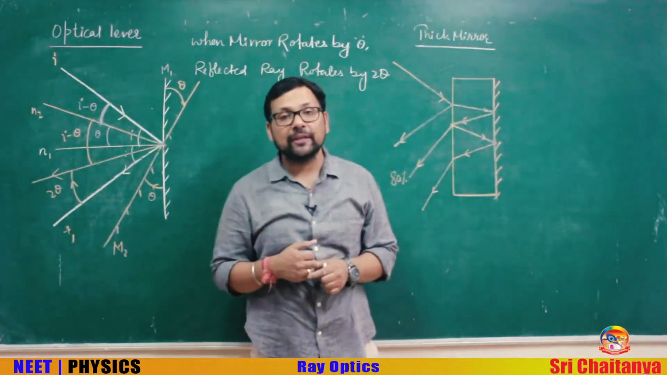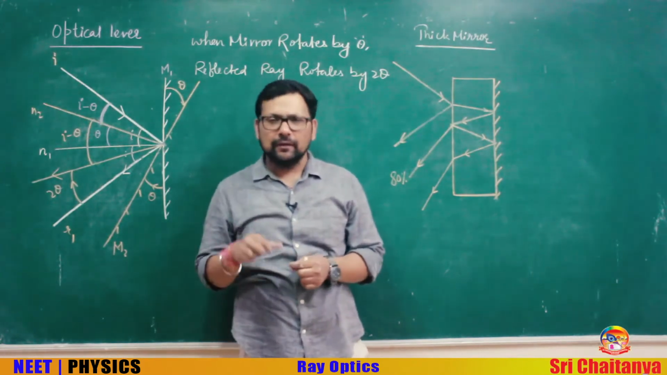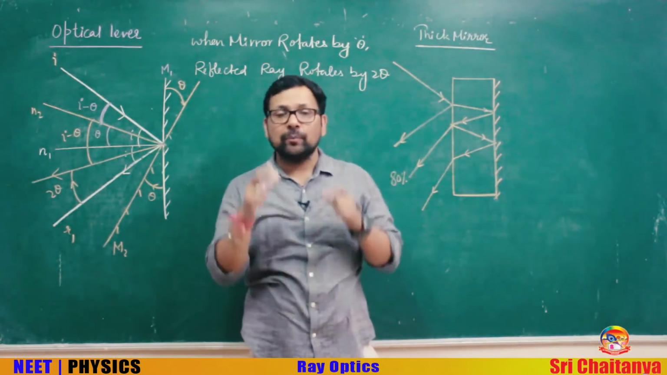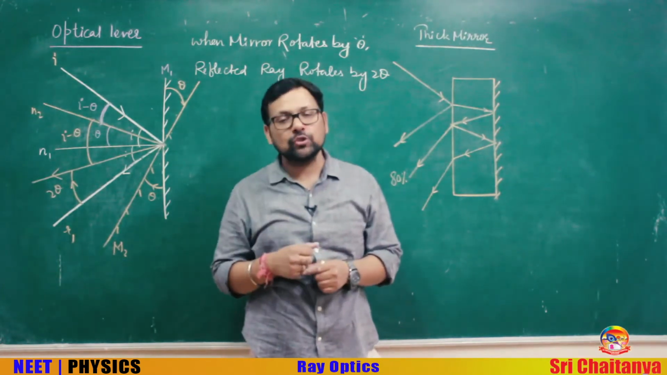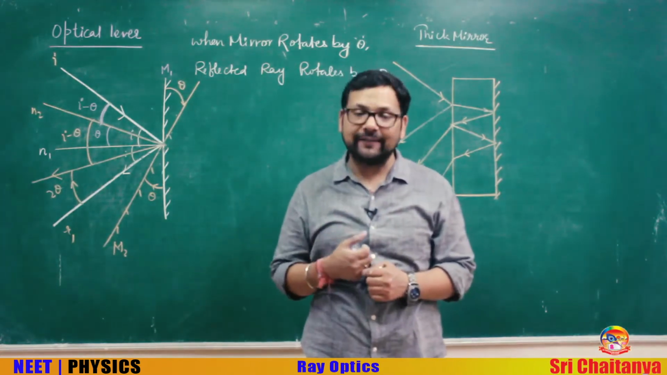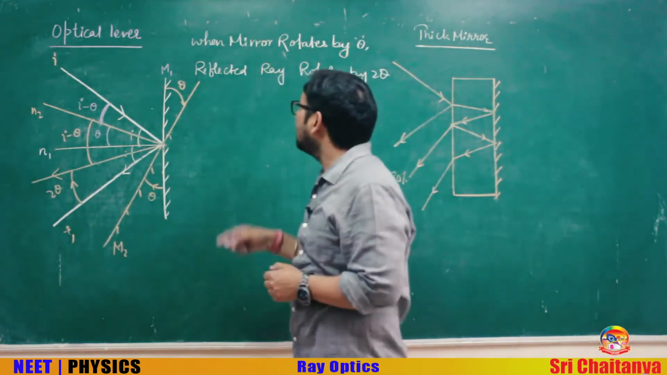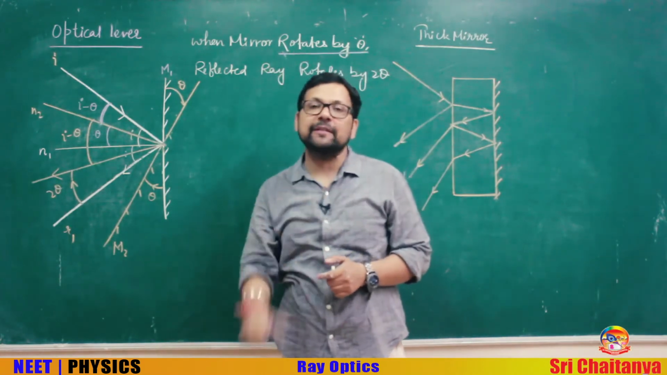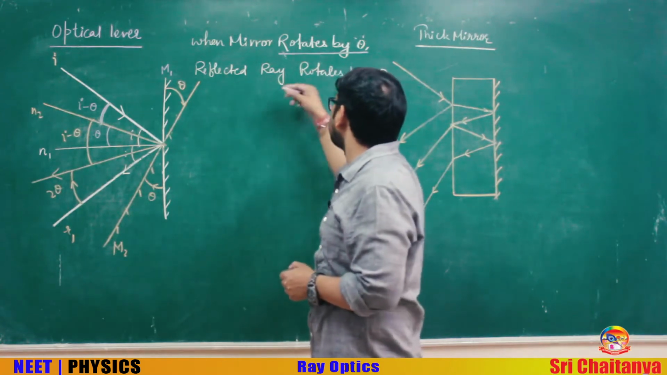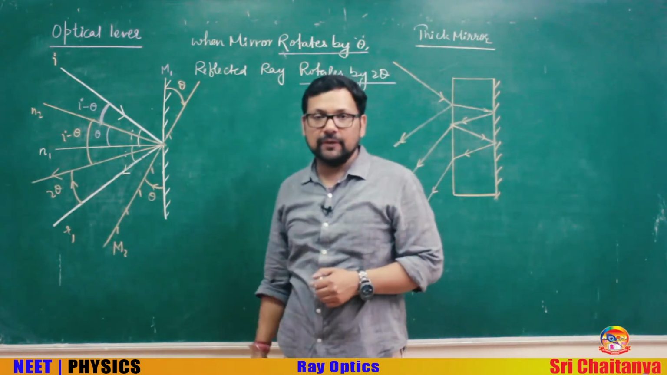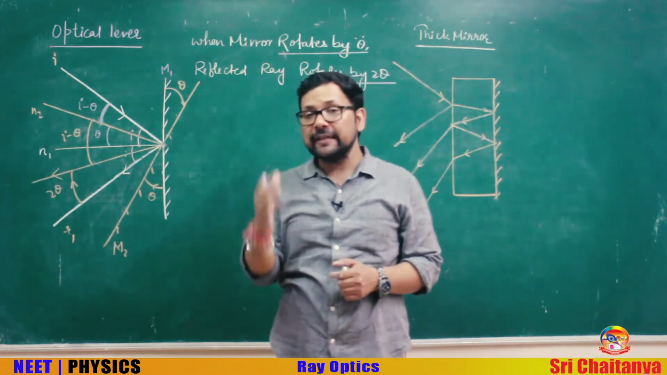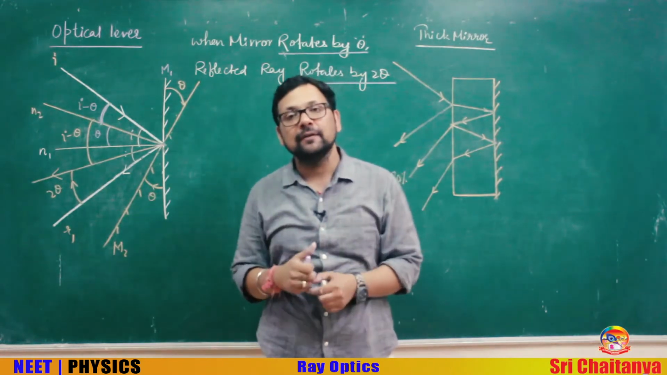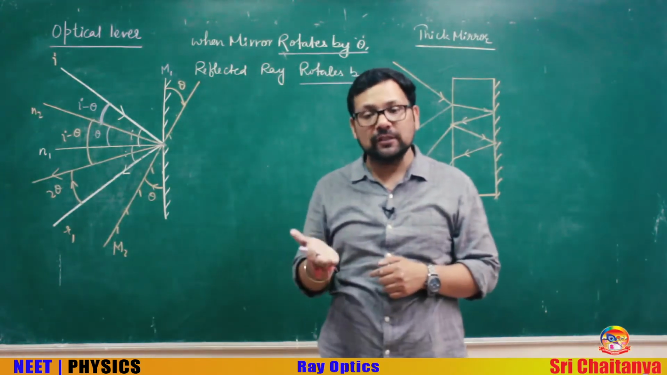Let's see the new application, the optical lever. A lever in general is a simple machine used to lift something. So a plane mirror can also be used to lift the reflected ray. What is the concept? When a plane mirror rotates by theta, the reflected ray rotates by 2 theta. So you rotated the mirror by theta, but what did the reflected ray actually rotate by? Double, 2 theta. Hence the reflected ray was lifted.